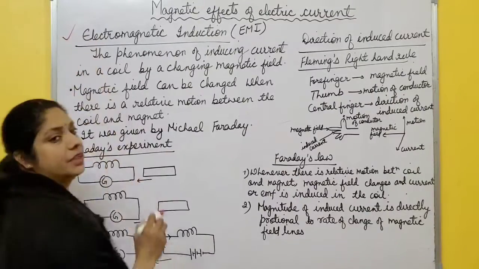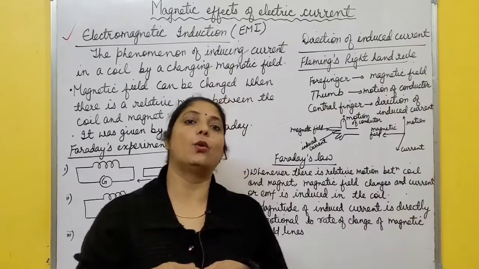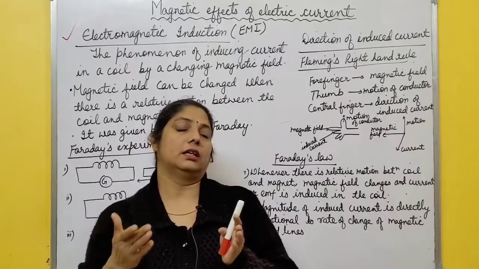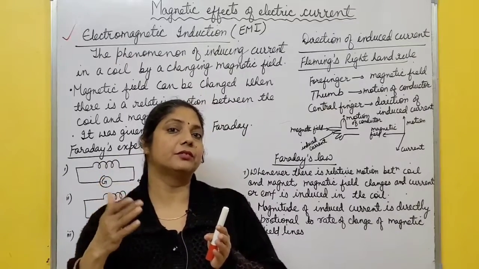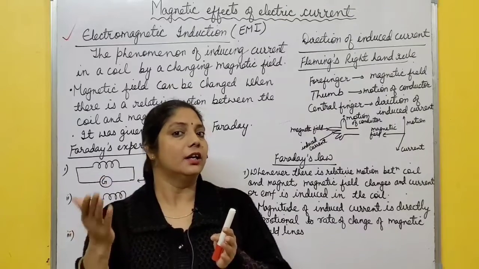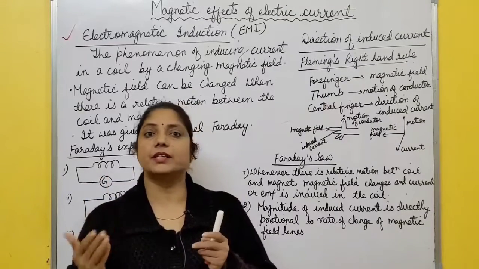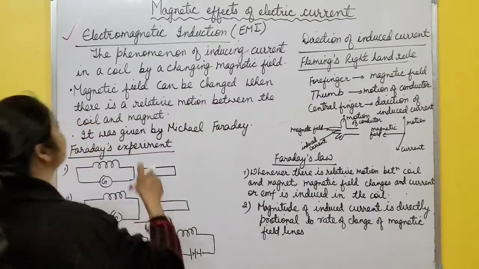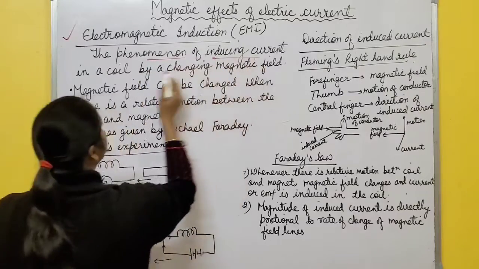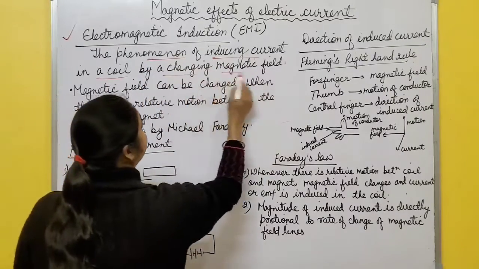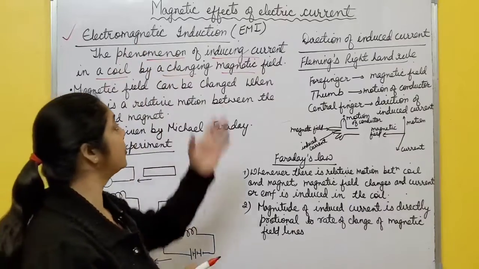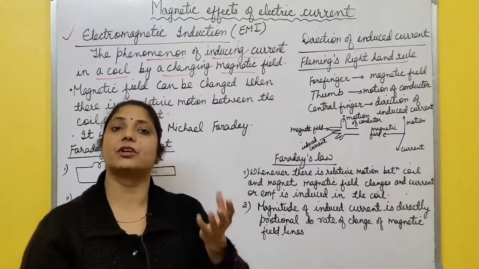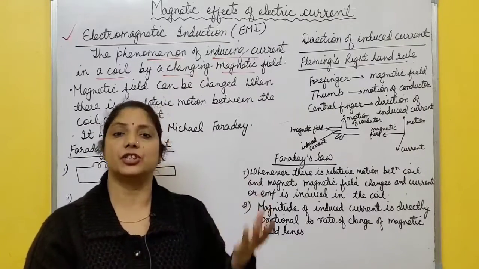Now, the last topic of this chapter is electromagnetic induction. What is this electromagnetic induction? Up to this topic, you studied how a magnetic field is produced with the help of a current carrying coil, right? Now, the reverse is also true. Here, you study how electric current is produced with the help of a magnet. And this phenomenon of inducing current in a coil by changing the magnetic field is called electromagnetic induction, or you can write EMI. The phenomenon of generation of electric current in a coil by changing the magnetic field.